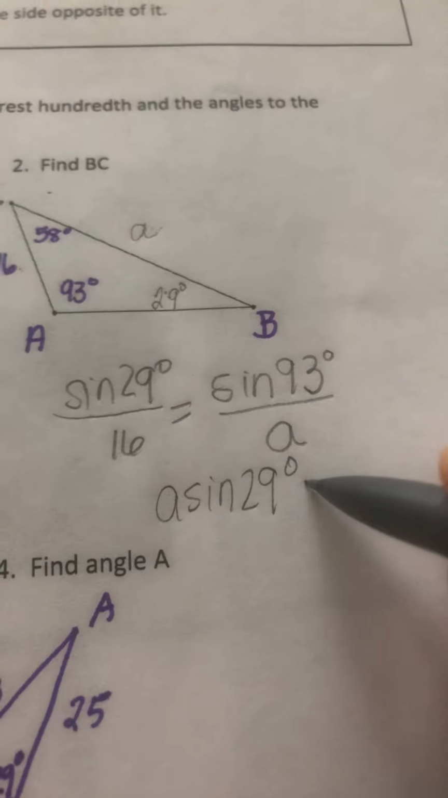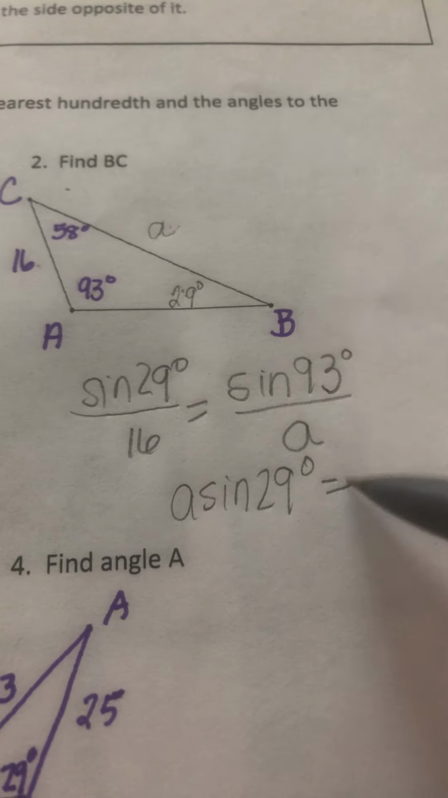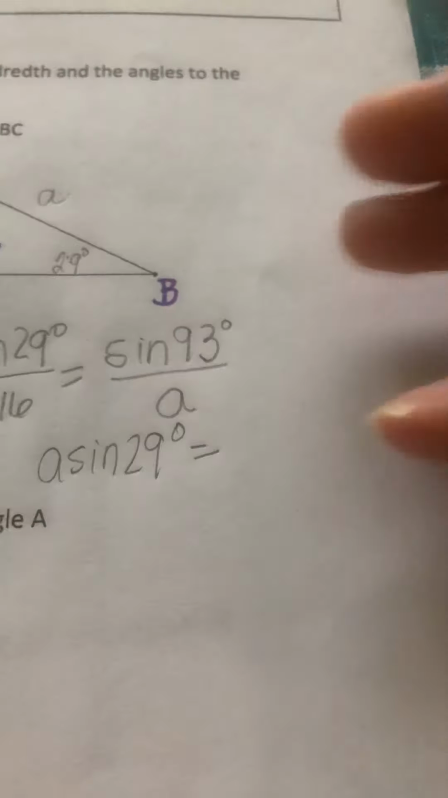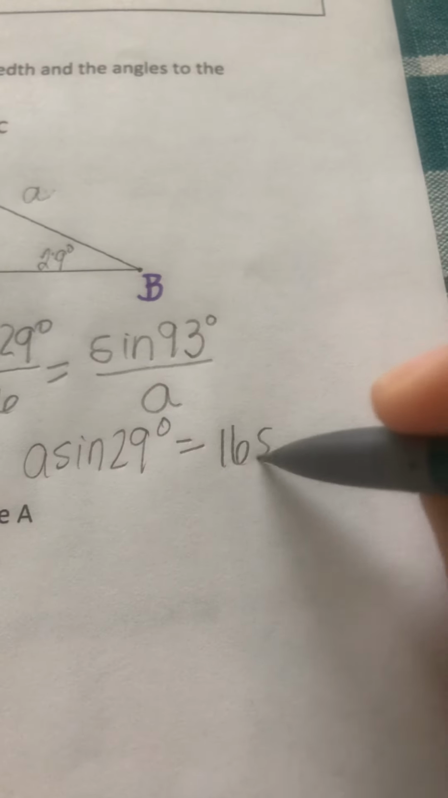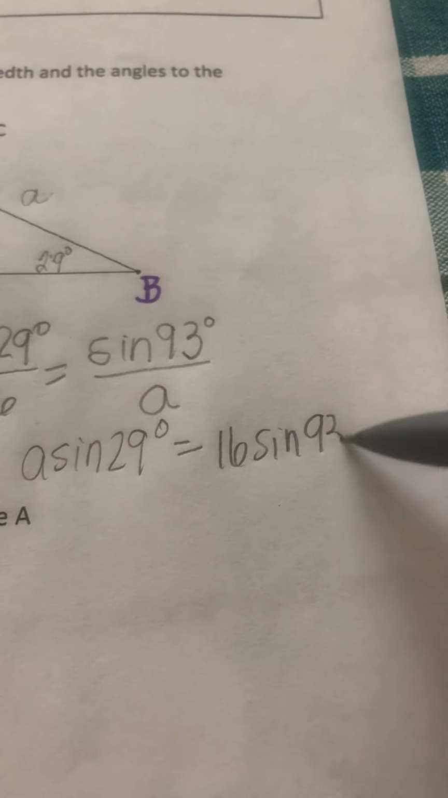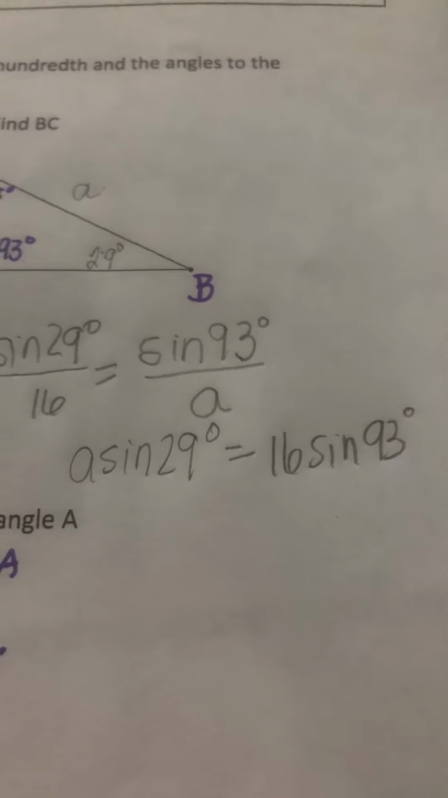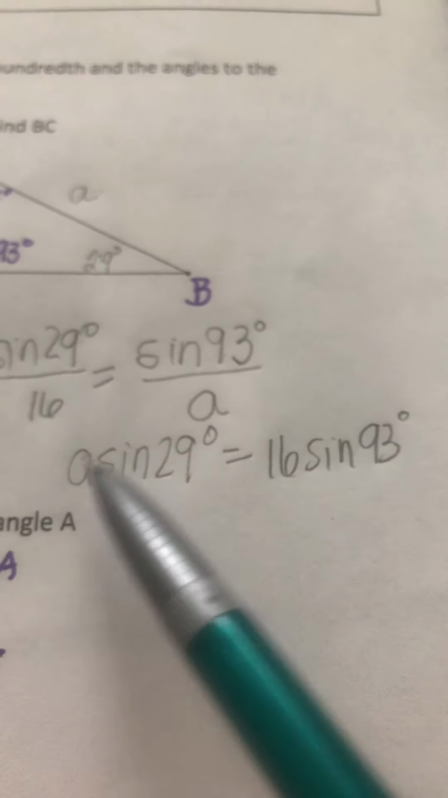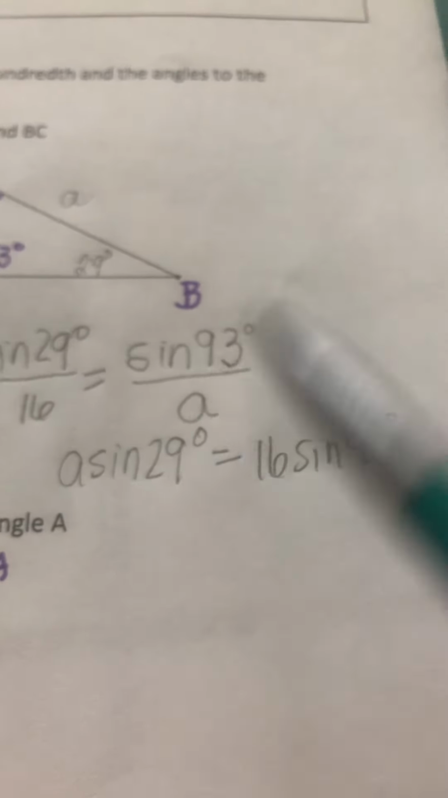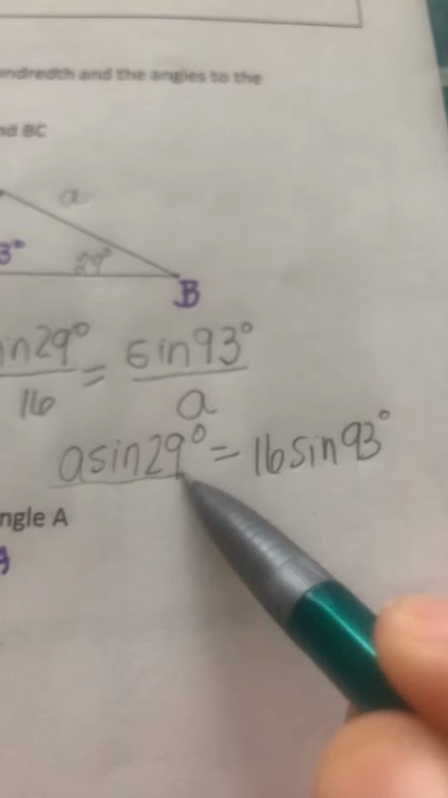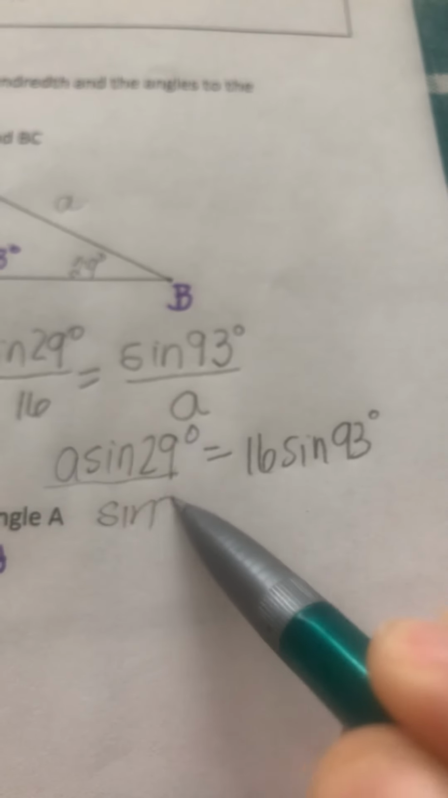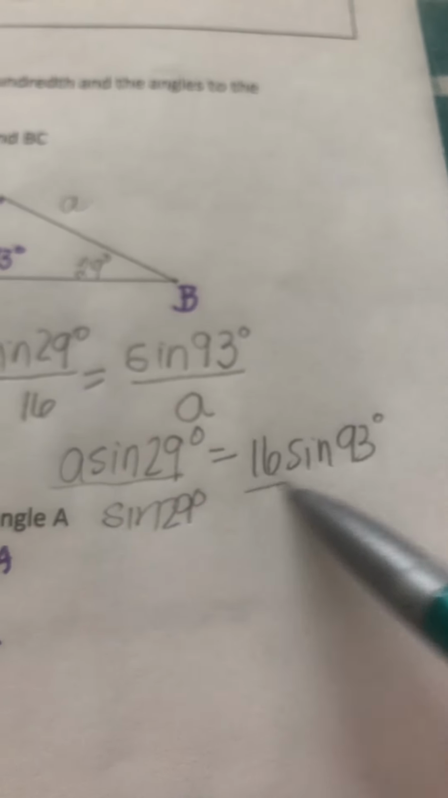Remember, when you cross multiply, it's always an equal sign between them. And that's 16 sine 93 degrees. Okay, how do you solve that for A? Well, remember, this is A times sine 29, and sine 29 is just some number, some ratio. So divide both sides by sine 29 degrees.